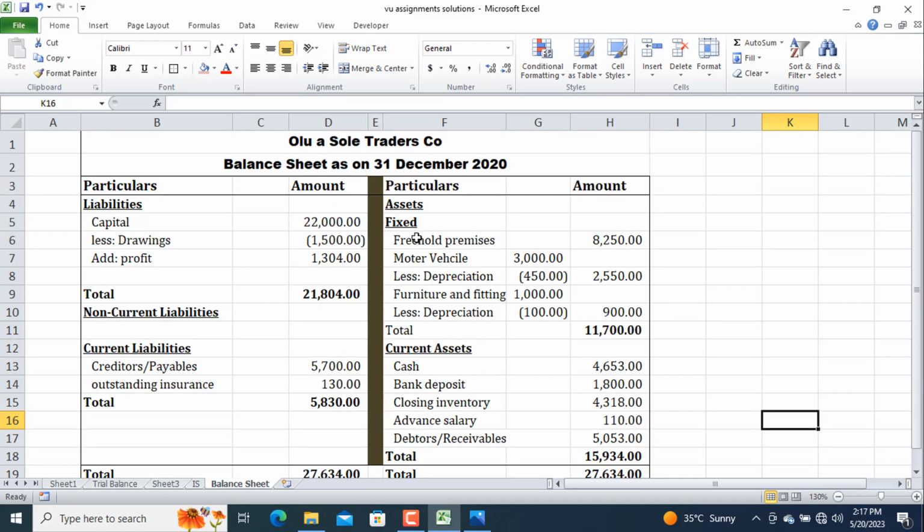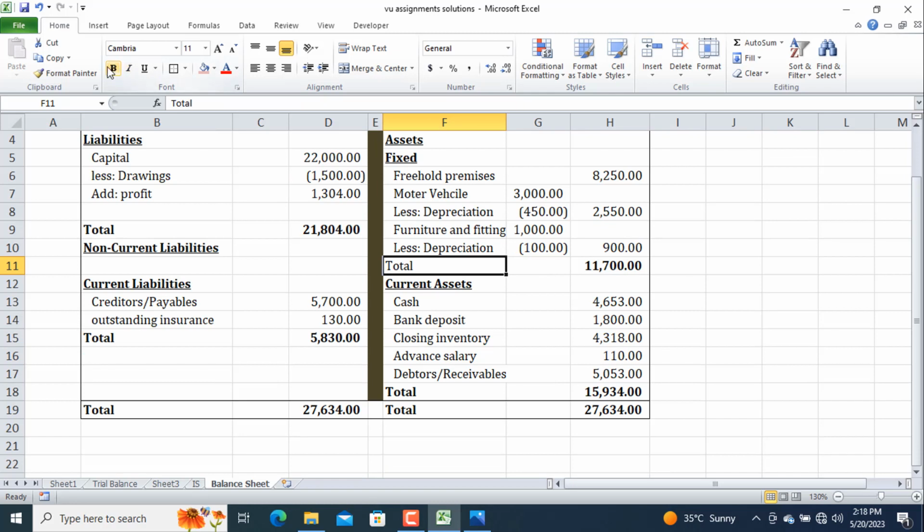Now assets, fixed assets, freehold premises 8,250. Motor vehicle, this is the amount, and this is depreciation, less 2,550. Furniture and fittings 1,000, depreciation at the rate of 10%, 100, 900. Total is 11,700. Okay, then come to the current assets. Cash 4,653. Bank deposit 1,800. Closing inventory 4,318.